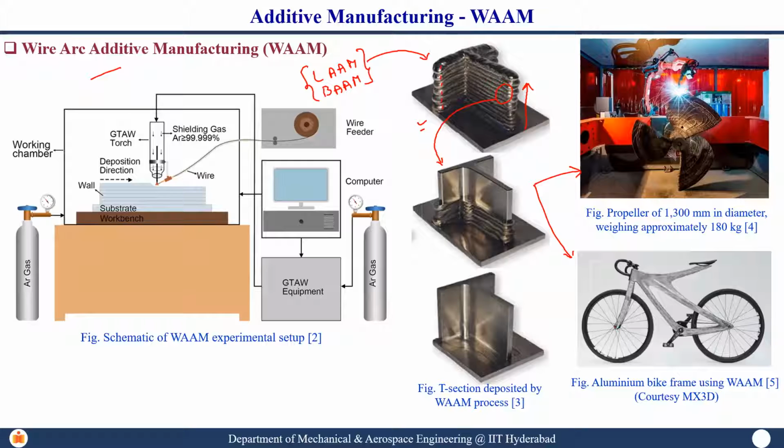True, but we need to understand the amount of material we are wasting in the conventional process, because it's a subtractive manufacturing process. You need to take a block of material, remove all the bulk material, and then come to this particular profile, which makes it not an economical process.